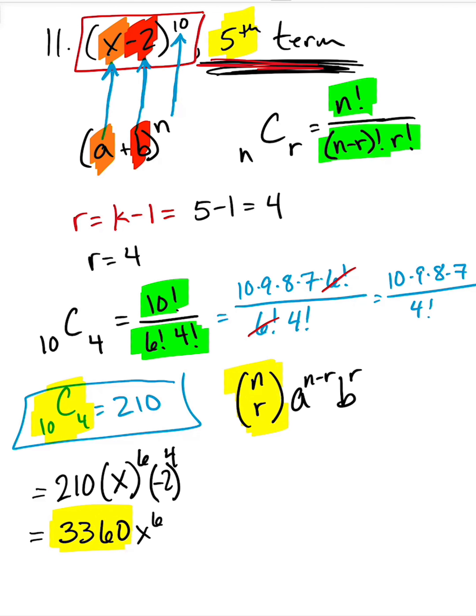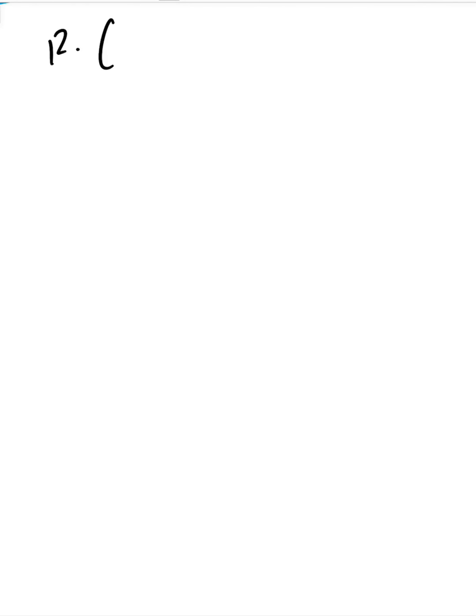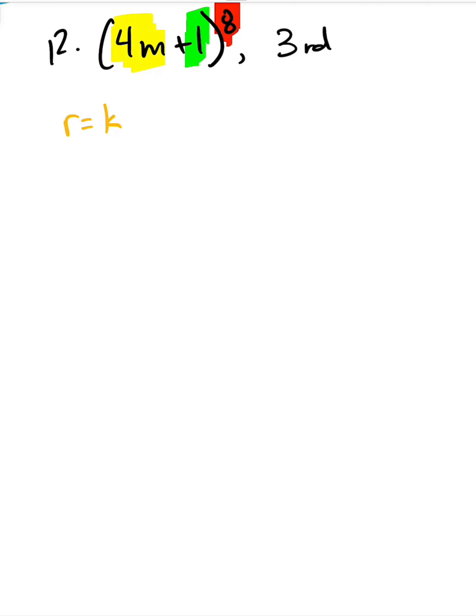Okay, so let me work out another one. Let me work out number 12. Number 12 is saying 4m plus 1 to the 8th power, and I'm looking for that 3rd term. So recall that I want to identify all the different terms I have. Here's my a, okay, here's my b, 1, here's my n term, and my r. Recall that to find my r, I do k, which is 3 minus 1. So that's 2. My r is 2.